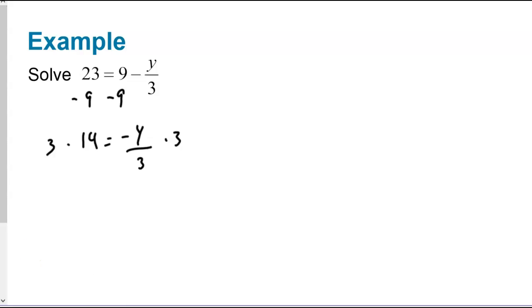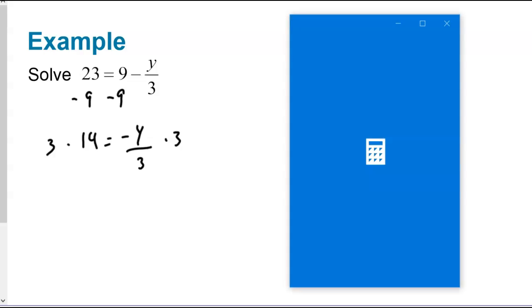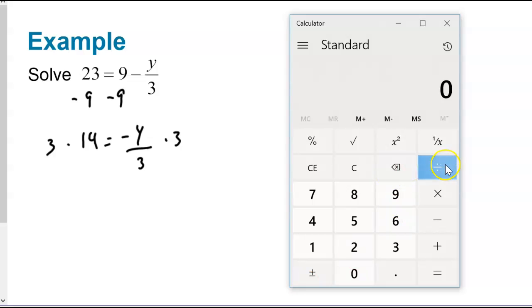But I'm going to show you what happens if you forget and think, oh, that's right, it's still a negative there. Now what do I do? We're just going to go 3 times 14, and that's 42 equals, oh, now I've got negative y. Okay, now what do I do? Remember that there is a 1 in front of that variable that you don't see. So it's really negative 1y.